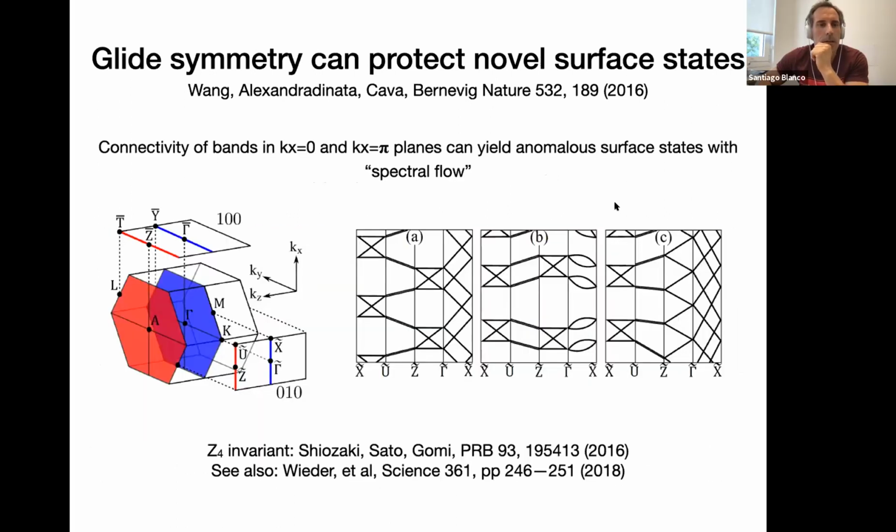Jennifer, there is another question. Is it possible to open a gap at a boundary that protects these glide symmetries?